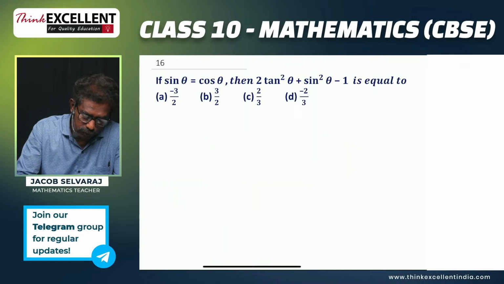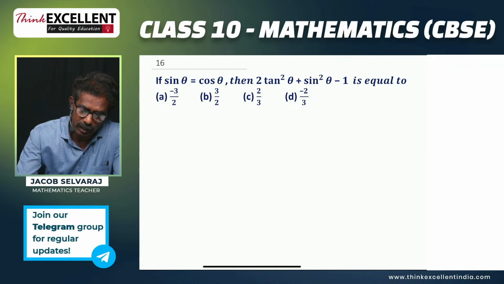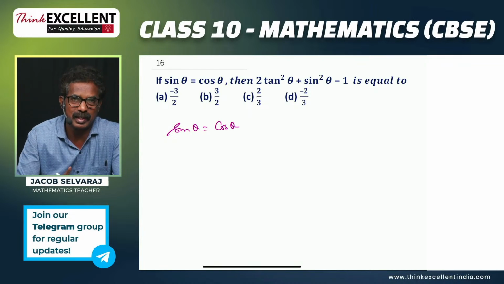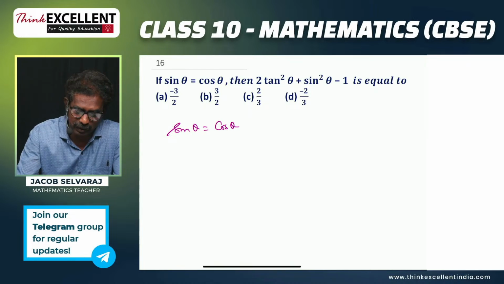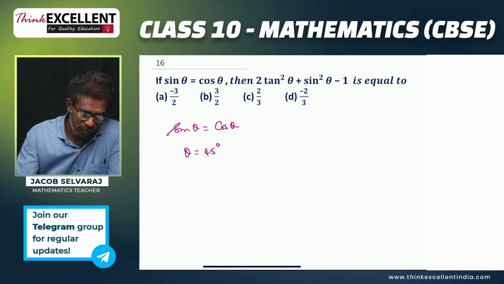Okay, now let's move on to question number 16. Look at this. Yes, this sum I think you can do. What is given in the question? Sin theta equal to cos theta. Immediately I think you remember that, from the beginning. Immediately you will say theta is equal to what? 45 degree, right? Theta is equal to 45 degree.